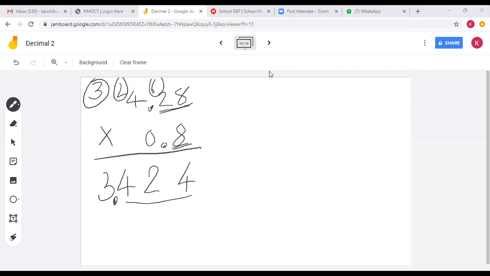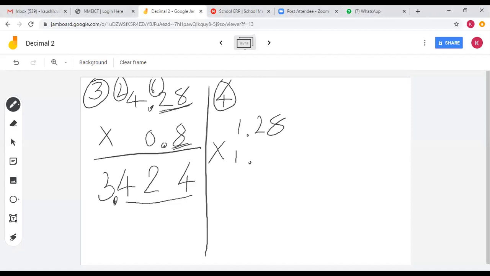Number 4 we are going to do. Now pay attention. 1.28 into 1.36. Do the multiplication. Now you have to do the multiplication here. You can go for either the box method, the lattice method, or direct multiplication. Anything is fine. I'm going to go for regular multiplication.